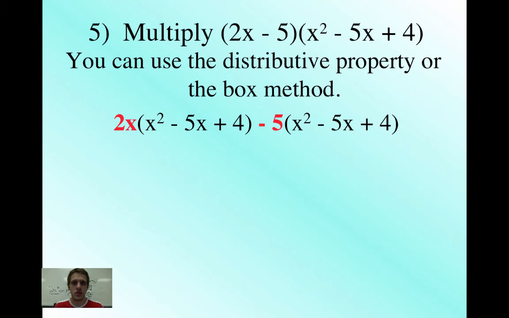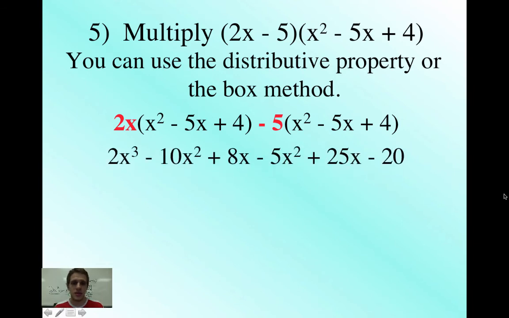Alright, so I'm just going to show you the distributed method really quick. It's a little more challenging, this one, but you can still use the distributed method. This 2x is going to multiply by everything in this second set, and this negative 5 is also going to multiply by everything in that second parentheses.